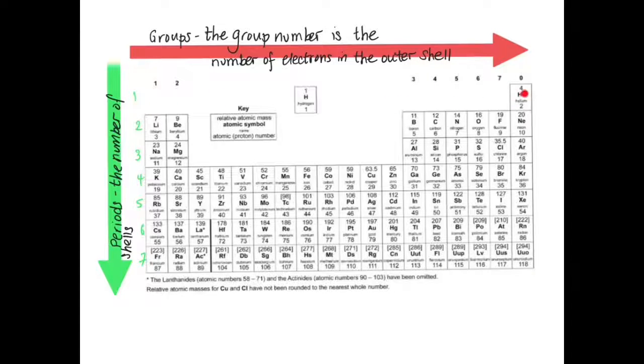The rows going across are called periods, and that tells you the number of shells that there are. So hydrogen and helium are in the first period, so they have 1 shell. The second period, lithium, beryllium, boron, carbon, nitrogen, oxygen, fluorine, neon, have all got 2 shells. The third period, sodium, magnesium, aluminium, silicon, phosphorus, sulfur, chlorine, argon, have all got 3 shells. So if we go back, argon has got 8 electrons in its outer shell because it's in group 0, which is also called group 8, and it's in the third period, so it should have 3 shells, which it does.